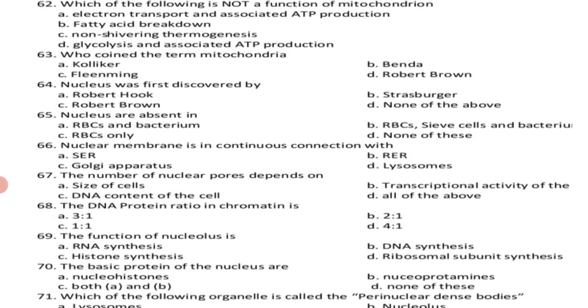Question number 68. The DNA protein ratio in a chromatin is 1:1, that is option C. The nucleosome is a fundamental repeating subunit of a chromatin. Each nucleosome consists of an octameric core of histones. So option C is the correct answer for question number 68.